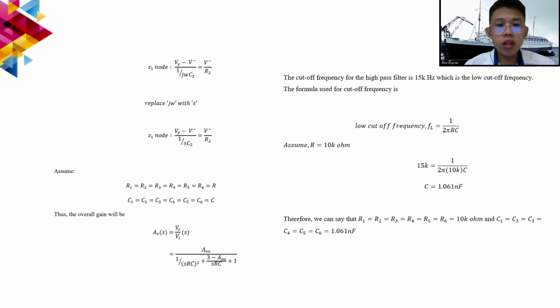We assume that R1 until R6 is equal to R, while C1 until C6 is equal to C. So the AVS equals AVO divided by (1 over SRC squared plus (3 minus AVO) divided by SRC plus 1). The cutoff frequency for the high-pass filter is 15K, which is the low cutoff frequency. The formula used for the cutoff frequency is FL equal to 1 over 2 pi RC. We assume R equal to 10K, so the C is 1.061 nF.